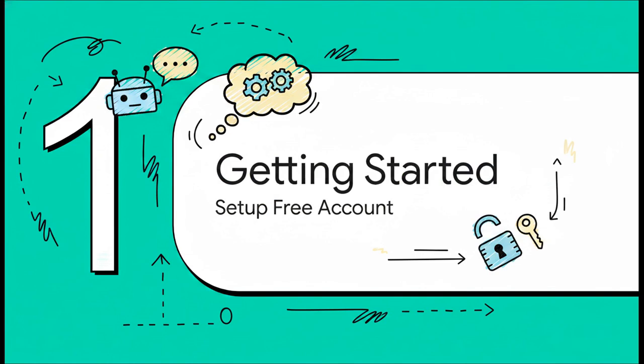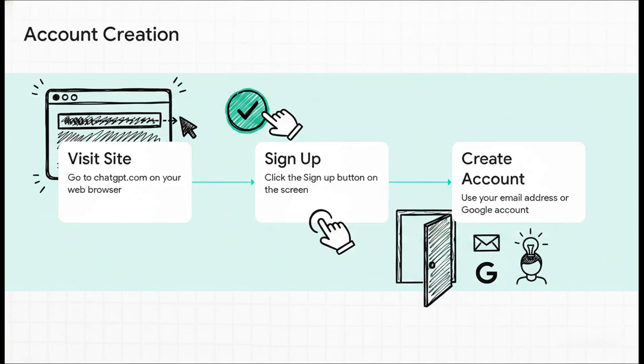We are setting up your free account from absolute zero. Getting through the door is incredibly straightforward. Your very first step is to simply open up your web browser and go to chatgpt.com. From there, just click Sign Up to create a completely free account. You can type in an email address, or honestly, for an even faster process, just click to continue with your existing Google account. It takes maybe 30 seconds and boom, you're in.